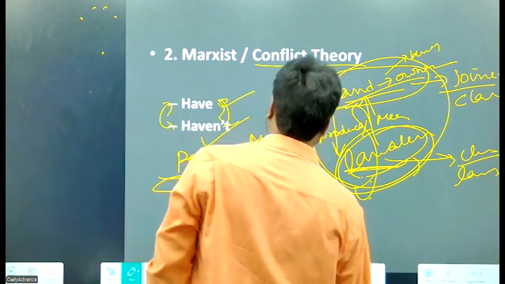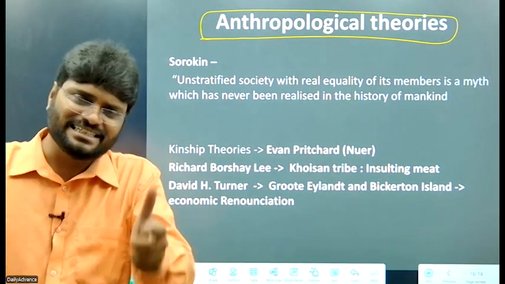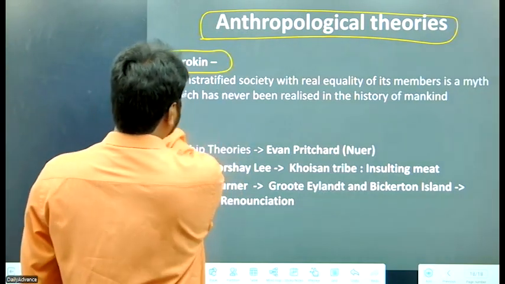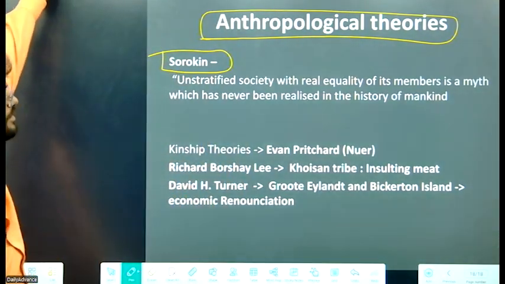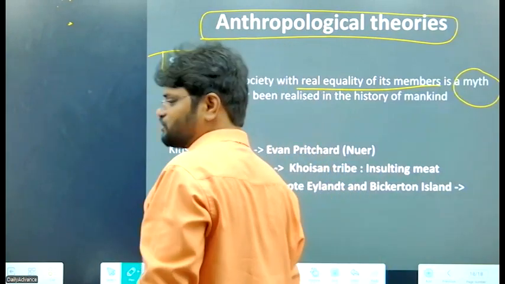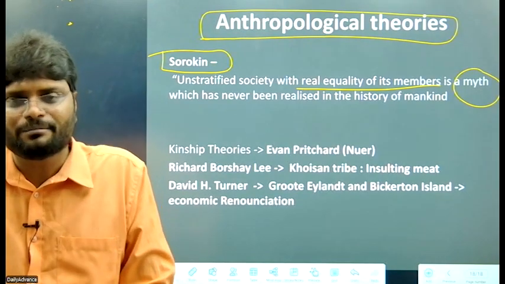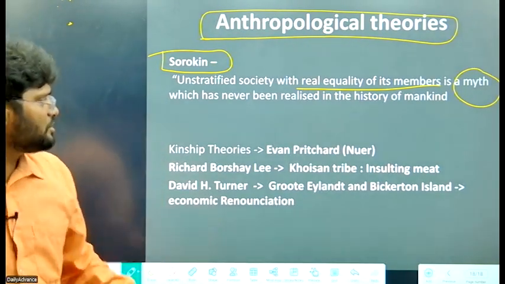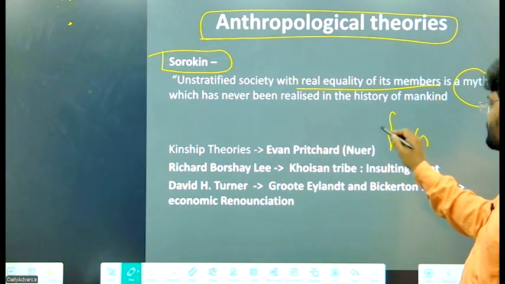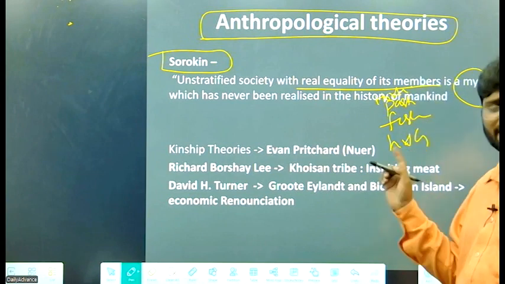And the third one is the anthropological approach. The anthropological approach sees social stratification as universal. Sorokin said that an unstratified society with real equality of its members is a myth. So in our entire human history, we haven't created any society which has equality among all its members. Understand? Further he said that pre-agriculture societies such as hunting and gathering, fishing societies, pastoral societies and horticulture societies, we call these pre-agriculture societies.